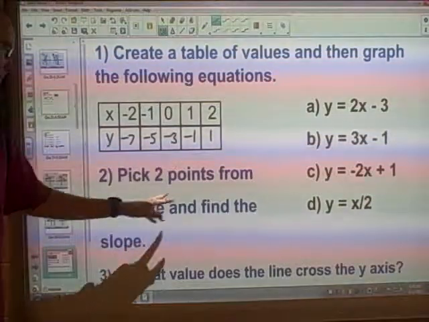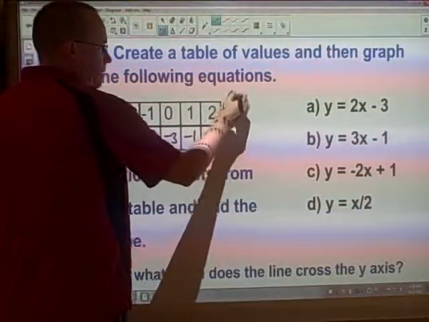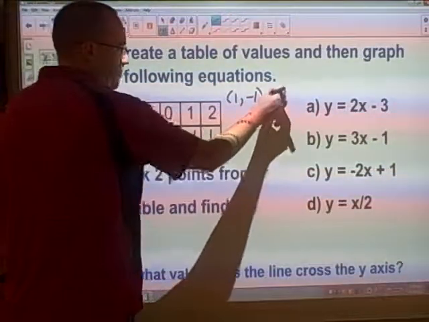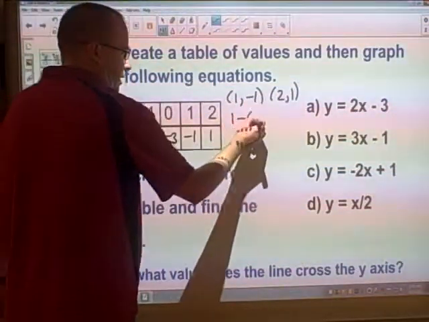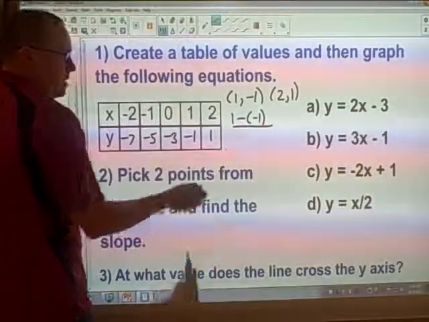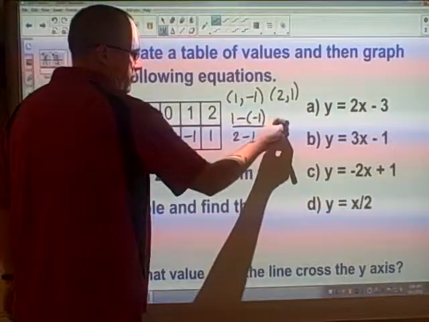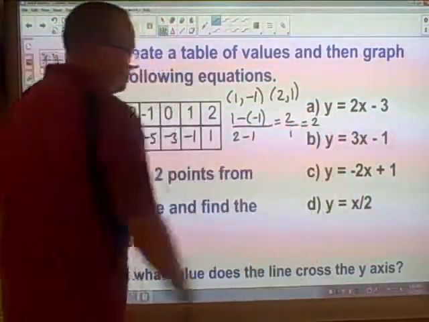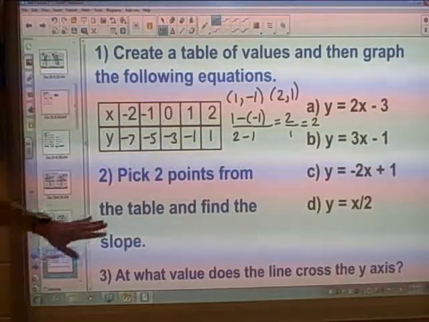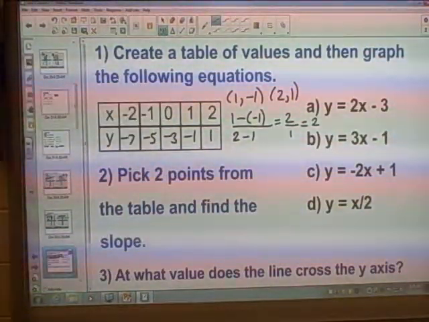Now it says pick 2 points from the table and find the slope. So I could just find these 2 points. 1, negative 1, 2, 1. So y2 minus y1, 1, take away negative 1, divided by 2, take away 1. So 1 take away negative 1 is 2, 2 take away 1 is 1, and you end up with a slope of 2. And you can pick any 2 points if you want to check one more just to make sure, but you do end up with a slope of 2.